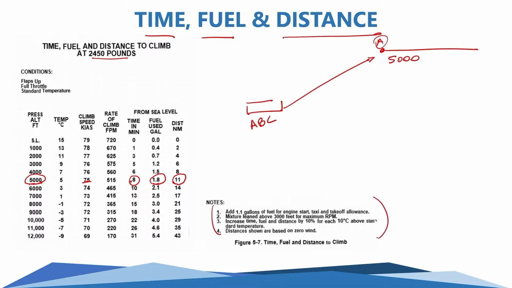You always want to read the notes, though. In this case, it is telling you to add 1.1 gallons of fuel for engine start, taxi, and takeoff. So I would want to add 1.1 gallons in addition to the 1.8 gallons of fuel used for the climb. You'll also notice that the mixture is leaned above 3,000 feet, and I would also have to increase these values for every 10 degrees Celsius above the standard temperature it is. And these are all based off of a 0 wind condition.